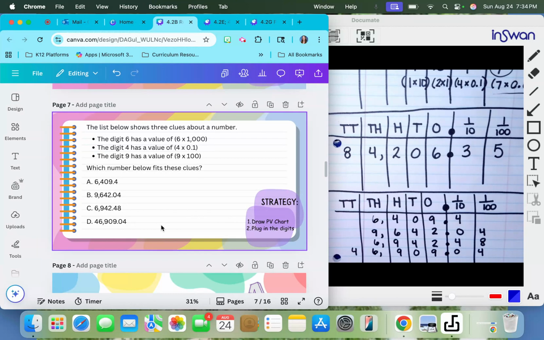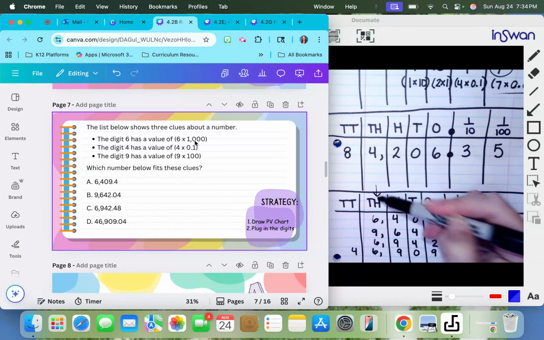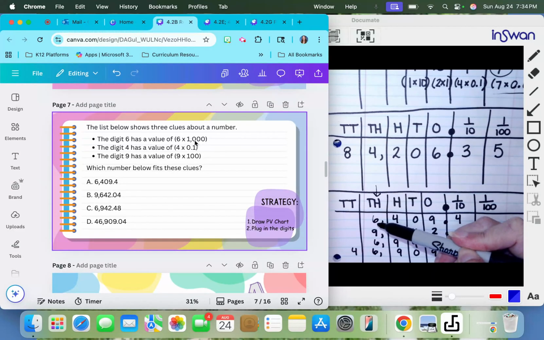So now we need to take a look at our clues and see which one of the numbers we placed on our place value chart matches these clues. So our number has to have a 6 in the thousands place. So if we come over here to the thousands place, he has a 6. That's good. Does B have a 6 in the thousands place? It doesn't. So that right there ruins B. We can get rid of B.